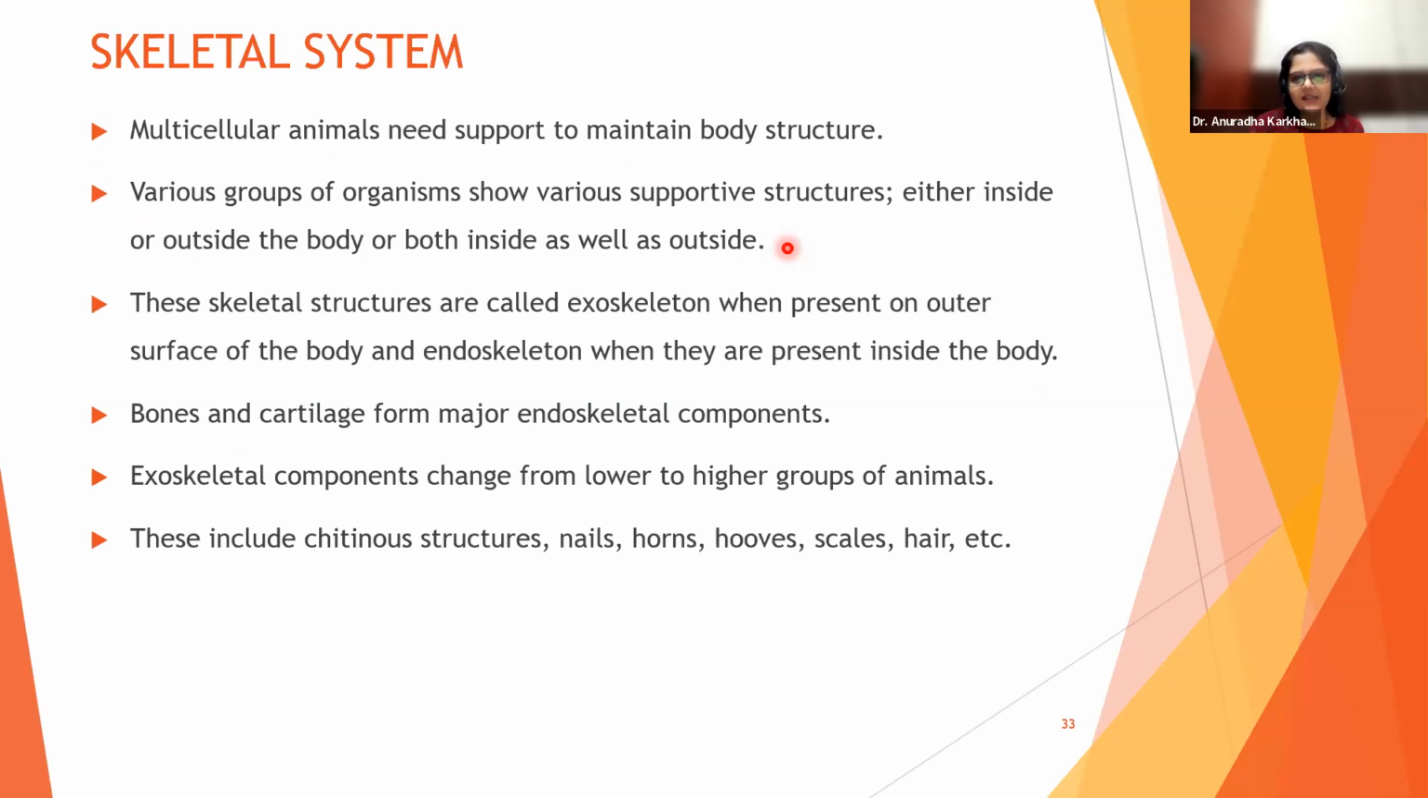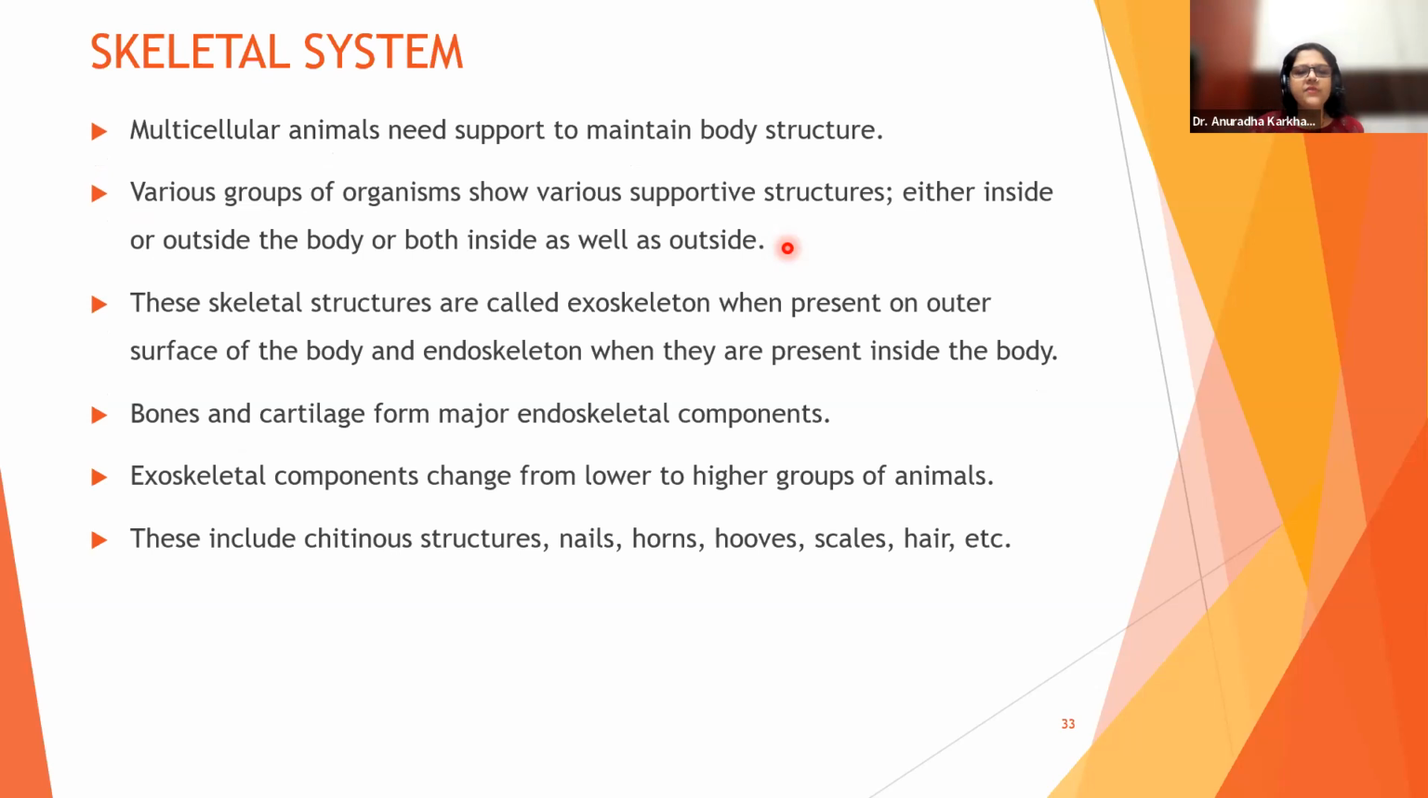Then we come to the skeletal systems now. So multicellular animals need support to maintain the body structure. Various groups of organisms show various supportive structures, either inside or outside the body, or both inside as well as outside the body. These skeletal structures are called exoskeleton when present on the outer surface of the body, endoskeleton when present inside the body. Very common.